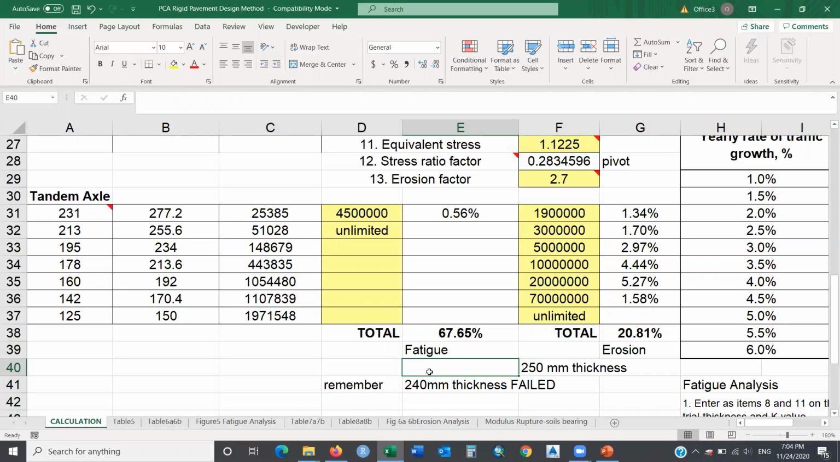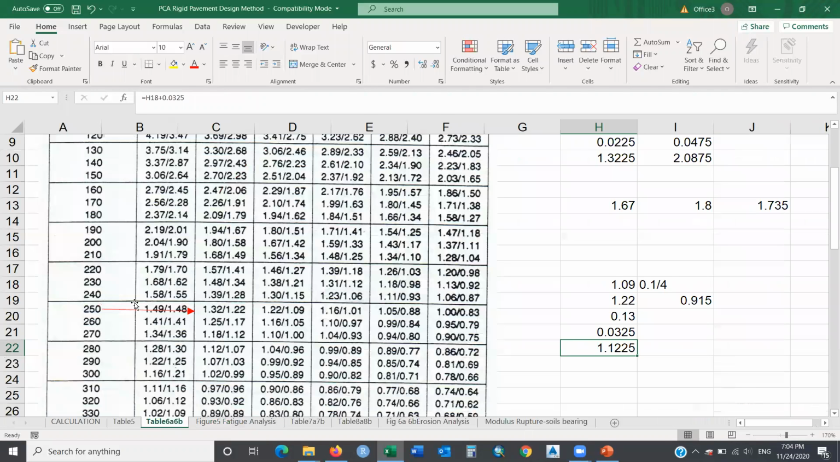Can't you go 245 instead of 240? I could try something like that, but if you notice, the tables go by 10 cent, because this is millimeters, right? So 250 is 25 centimeters and 240 is 24 centimeters. So do you think a contractor can do 24.5 centimeters? Will it make a difference between 25 and 24.5? No. There are other things we can do.